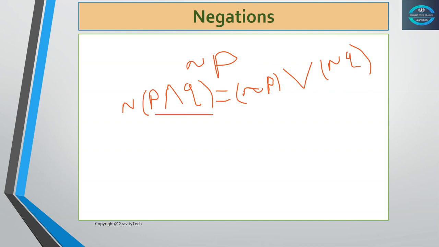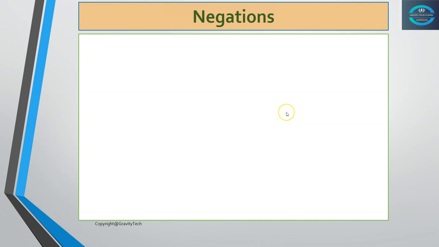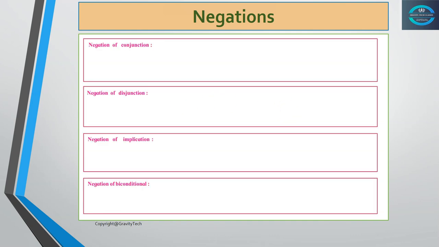In the same way we can find the negation of a disjunction, the negation of an implication, and the negation of a double implication. Let's see how we do that. Next, the idea here is to find the negation of a conjunction, the negation of a disjunction, the negation of an implication, and the negation of a biconditional. Let's go ahead with the first. So, negation of a conjunction: P conjunction Q, meaning P and Q. What is its negation?